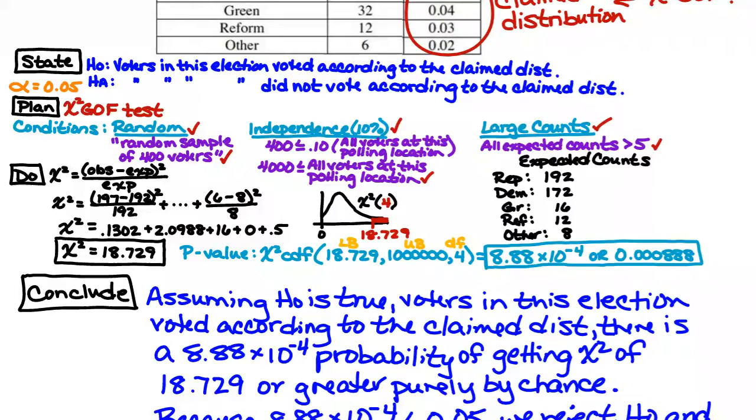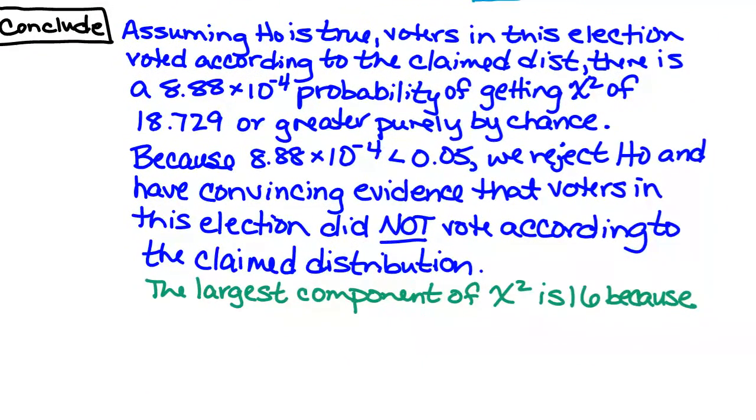All right, so largest component of chi-square, because that's what this is telling me right here. This is telling me kind of proportionally which is the biggest piece, which is the farthest away proportionally from what I expected. Green Party, we expected 16. We actually had 32. So what was actually observed was double what I was expecting. So the voters for the Green Party were far larger than expected.